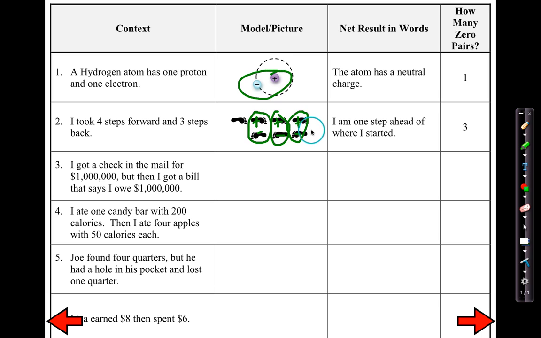Now this is important because you will be asked to do this in your homework. You're going to be asked how many 0 pairs there are. So it's important that you do know what those are.